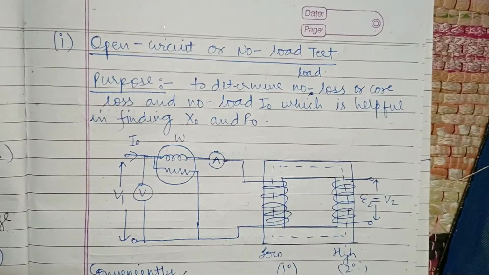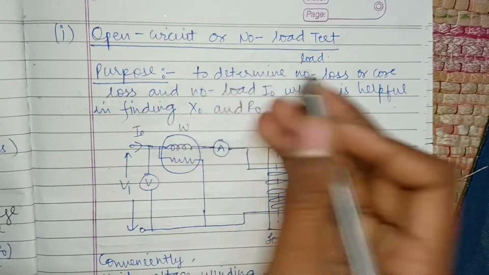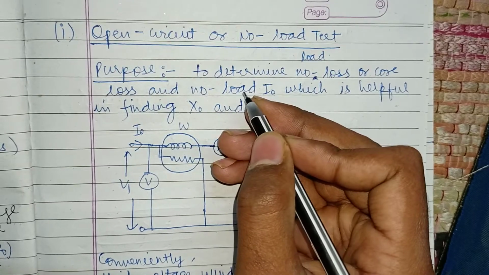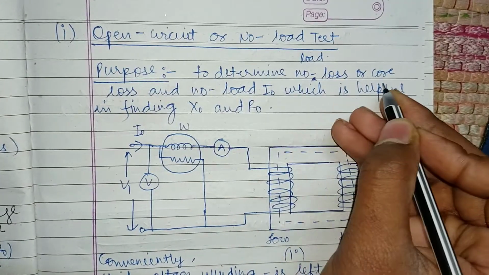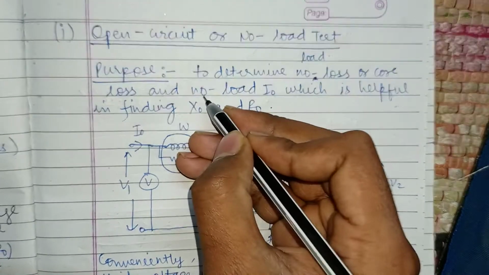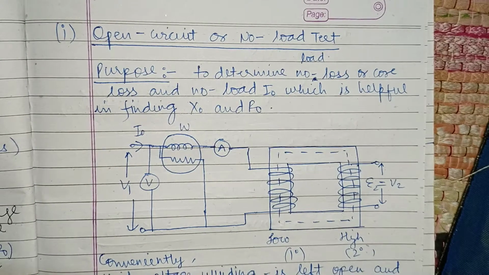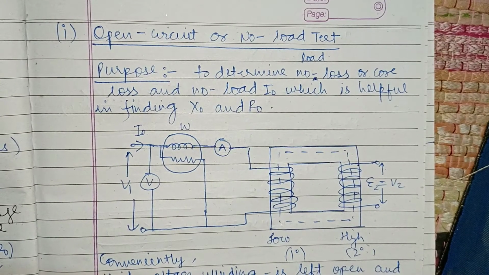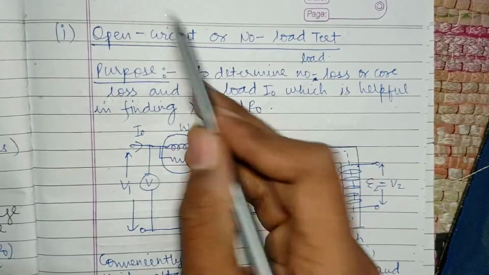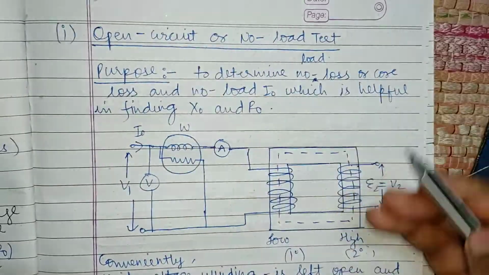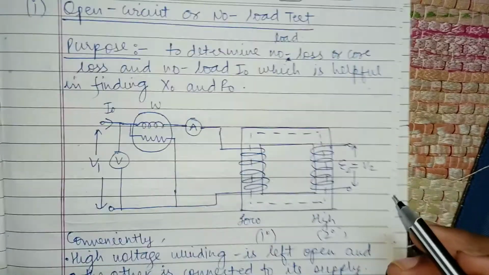Now we are going to study the open circuit test. First we should know its purpose. The open circuit test is to determine the no load loss or core loss and the no load current, which is helpful in finding X0 and R0. Open circuit test means no load; the load is not connected.